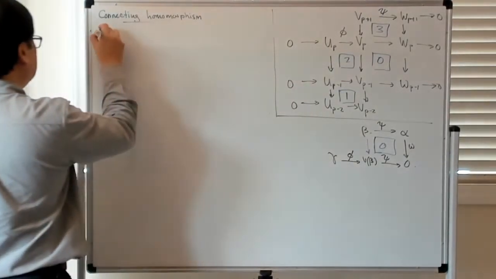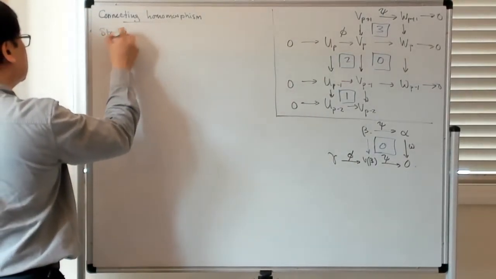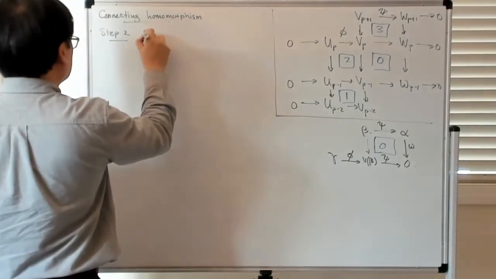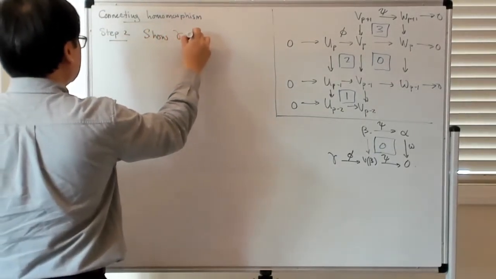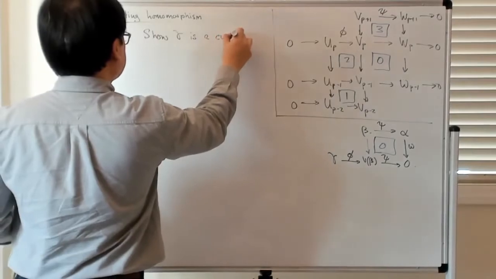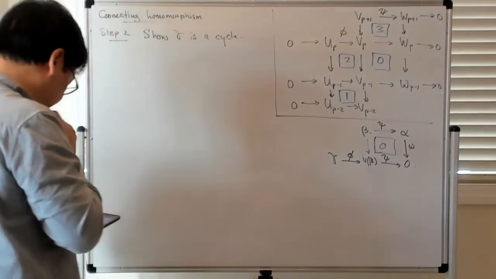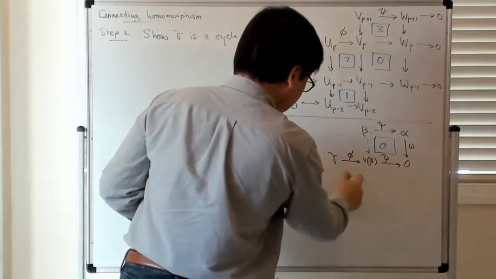Okay, so step 2: show gamma is a cycle. So what we're going to do is fill in this part of the diagram.